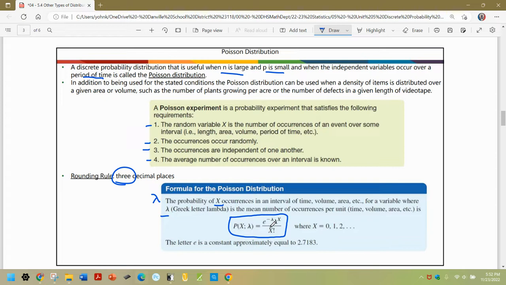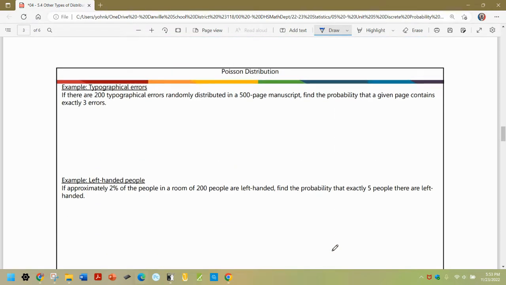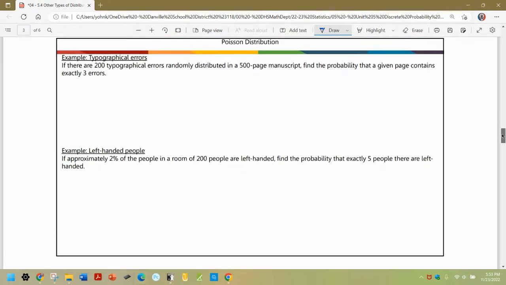It is the same e that you've used in logarithmic and natural logarithmic equations. It is equal approximately to 2.71. So if you ever hear someone talking about the mathematical letter e, kind of like the mathematical letter pi, it is a variable and it's approximately 2.71. So let's see how we deal with the Poisson distributions.